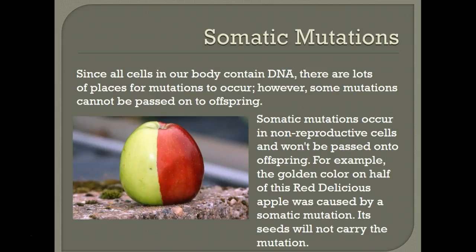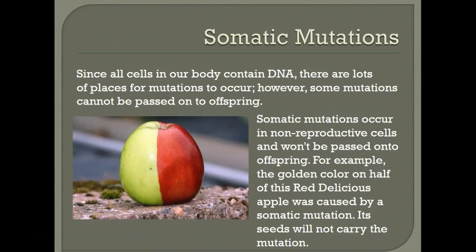A synonym for somatic cells would be body cells. And of course, all the cells in our body contain DNA. There are very few exceptions. One would be your red blood cells. Red blood cells don't have nuclei, so therefore they don't have DNA. But all the other cells basically have DNA, so there are lots of places for mutations to occur. However, where they occur is going to determine whether or not they can be passed on to offspring. Somatic mutations, because they occur in body cells or non-reproductive cells, are not passed on to offspring.